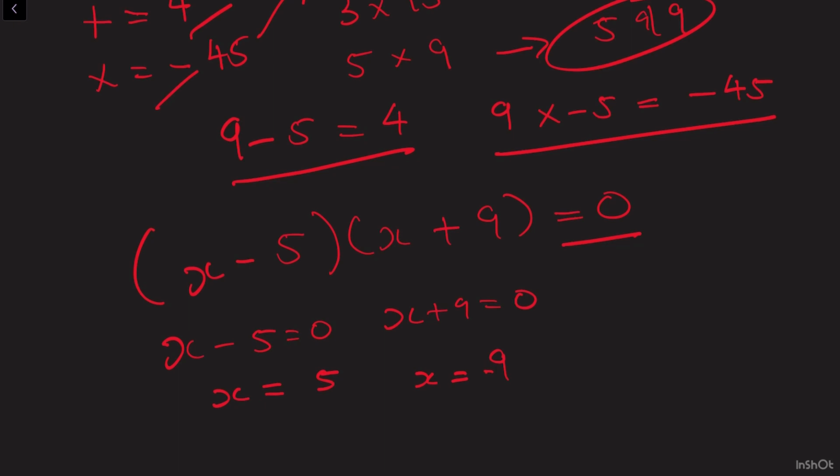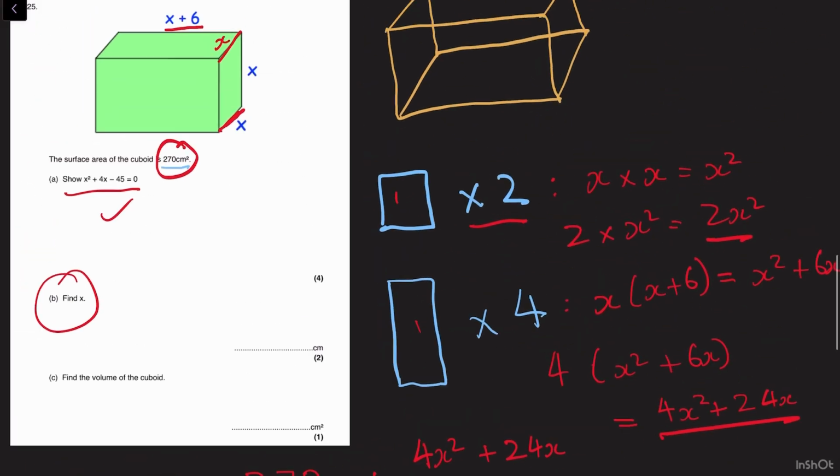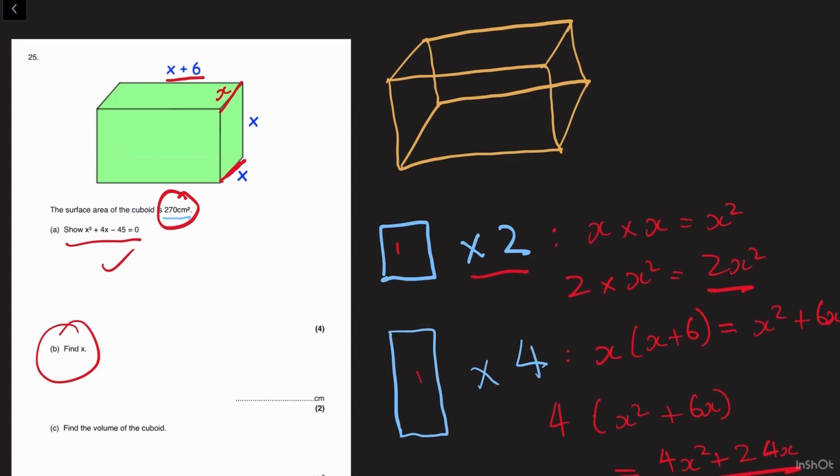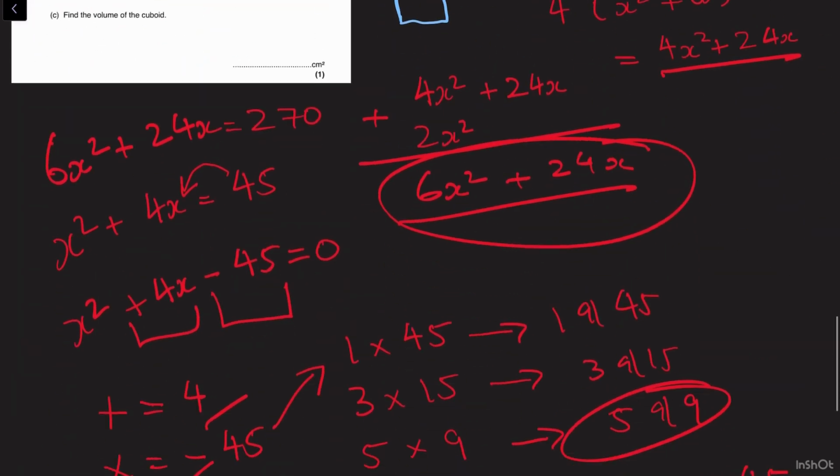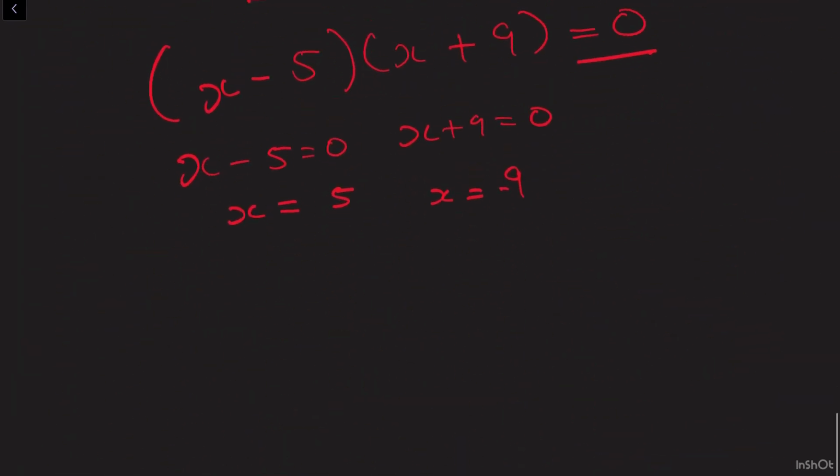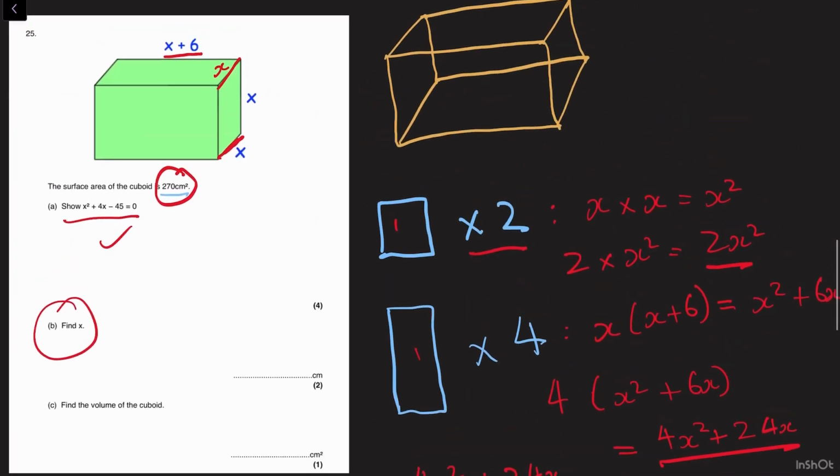The important thing with this question is we're dealing with a cuboid. And a cuboid, or any shape in real life, can only ever have a positive length. So there's only one x value which is positive, which is this one. So the final answer is x equals 5 centimeters. And it can't be this one because there's no such thing as a negative length. Now we've got that x equals 5.